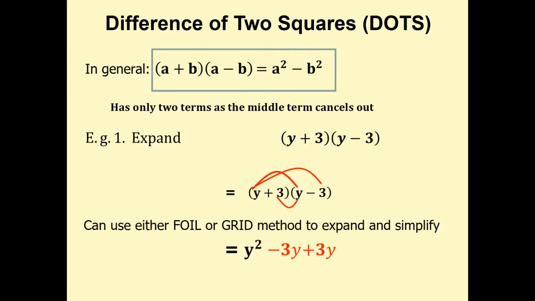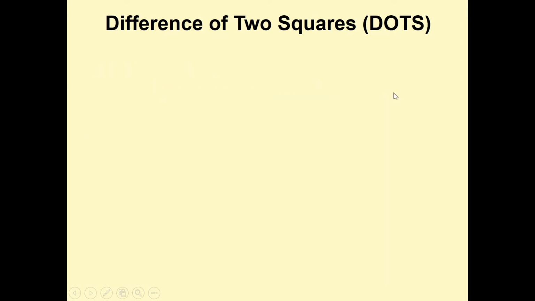positive 3 times y is plus 3y, watch out for the signs, and positive 3 times negative 3 is negative 9, and then you can see the middle term minus 3y plus 3y cancels out, because minus 3 plus 3 is 0, and you're left with y squared minus 9, and this here is same as a squared minus b squared, because 9 can be written as 3 squared, so y squared minus 3 squared. Hope you can see that.